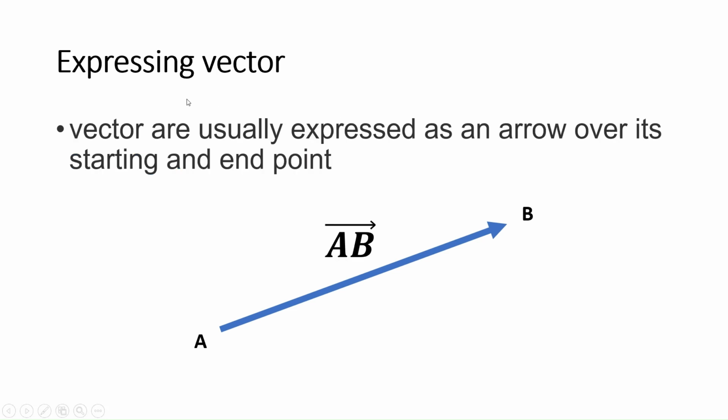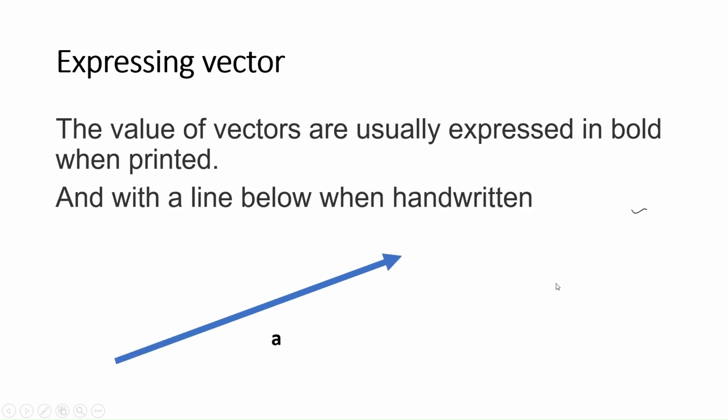All right. Now vectors are usually expressed as an arrow over a starting and end point. So see here, from A to B. This is the start point A and the end point B, so we write it this way. The values of vectors are usually expressed in bold when printed, so in your exam paper you will see it in bold. When handwritten, because you can't bold your handwritten answer, you write it with a line or a curly line below.